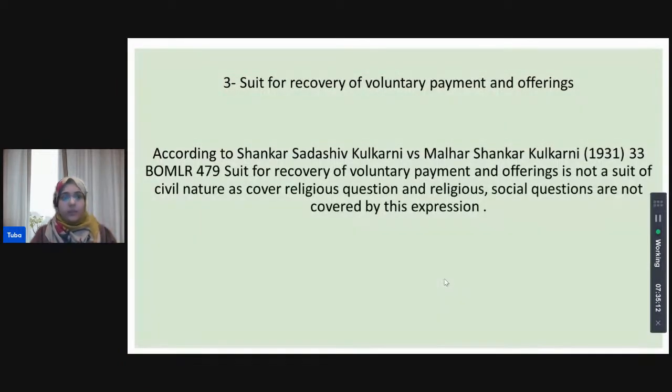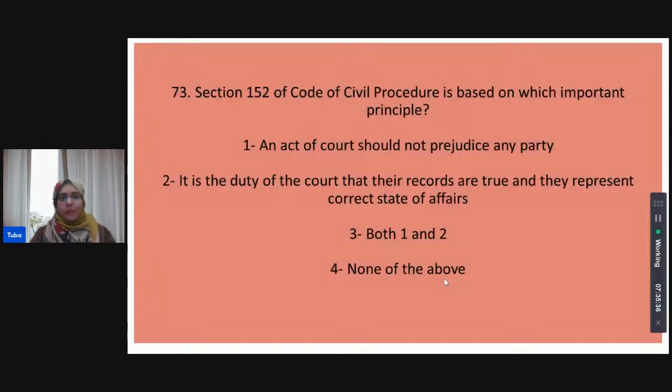That is correct. Why? We look at the case of Shankar Shashi Devi Kulkarni versus Malhakar Kulkarni, and in it was stated that the suit for recovery of voluntary payment and offerings will not be counted as a suit of civil nature because it covers religious questions, and religious and social questions are not considered civil questions to be decided in a court of law.